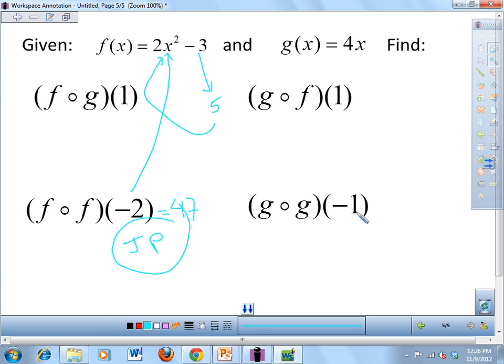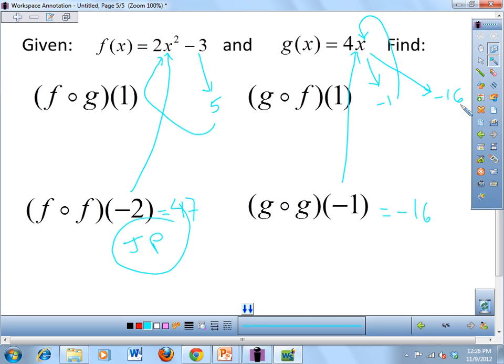Okay. g of negative 1. Take that, plug it in. Get out negative 1. Plug that back in. What do you get out? Negative 4. Sorry. So you get out positive, sorry, negative 16. Any questions on that? No.